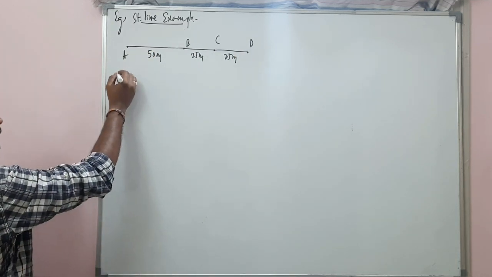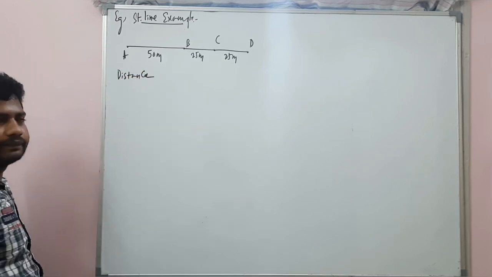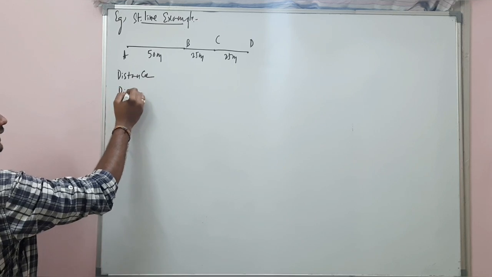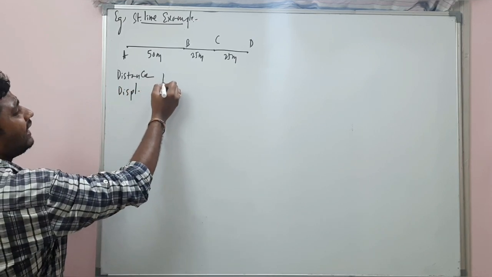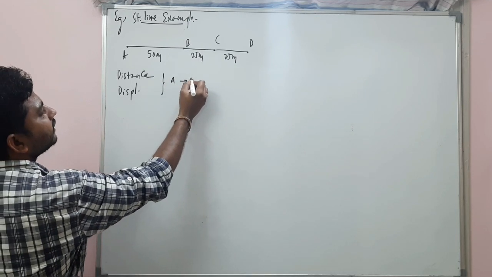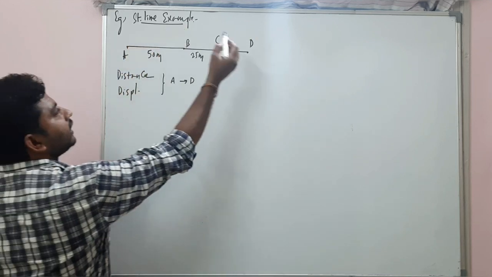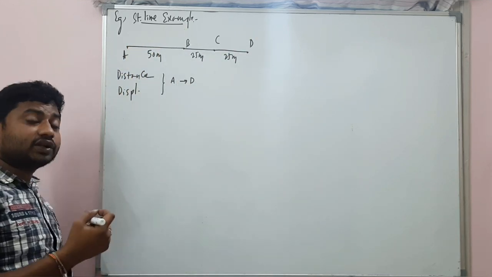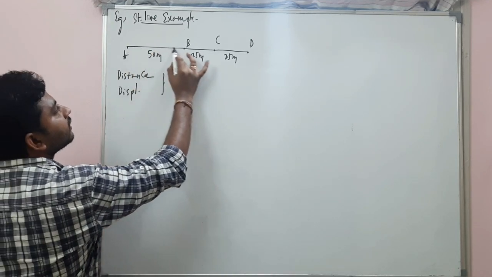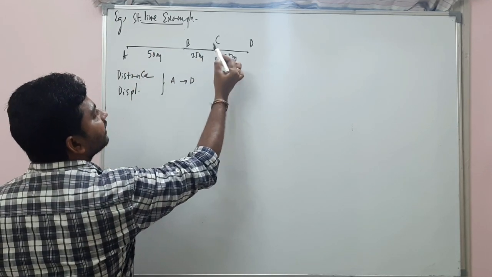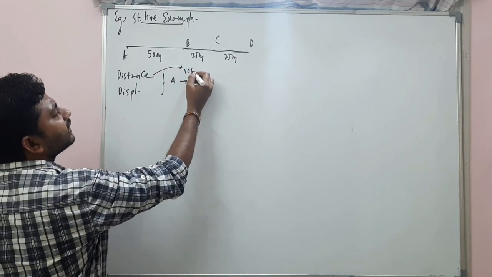Question is, what is the distance and displacement from A to D? A to D, distance is how much? Distance is the total path traveled by the body. 50 meters, 25 meters, 75 plus 25. It's 100. Understand? Distance is 100 meters.